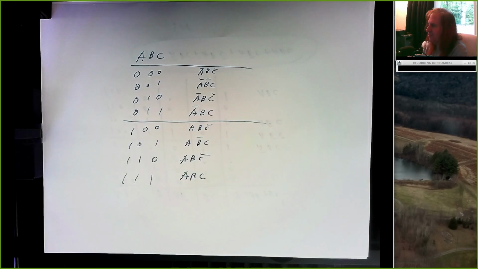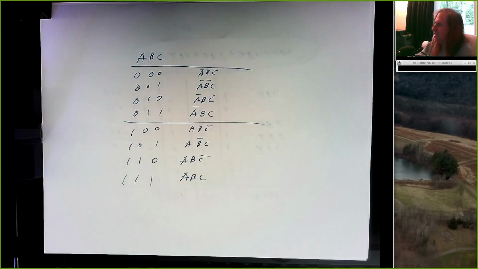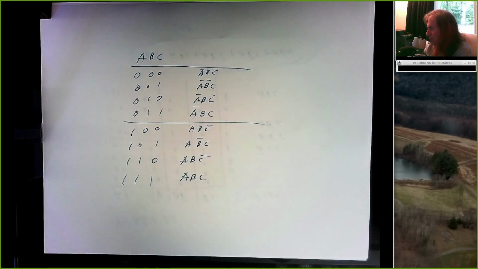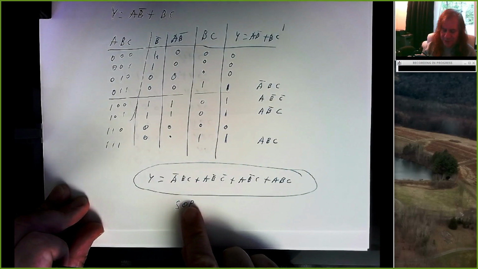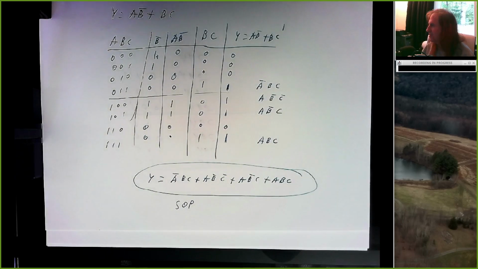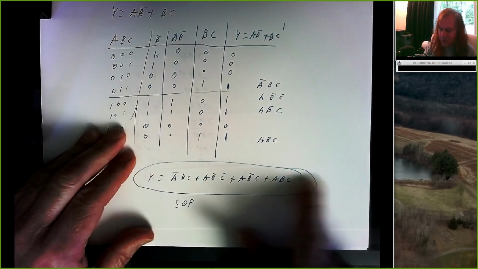And if I'm trying to write the value for an output expression, everywhere that I have a 1, I just write down this product term and I sum them together. I take the OR. All right, so this is called a sum of products expression. In a sum of products, there's no parentheses, there's no exclusive ORs. It's a bunch of product terms, a bunch of AND expressions, ORed together.